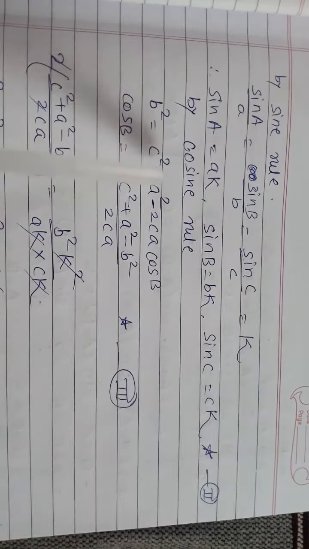And now by cosine rule, again we know that b square is equal to c square plus a square minus 2ca cos B. So we are going to find the value of cos B. Move this to this side, so we will get here cos B is equal to c square plus a square minus b square upon 2ca.